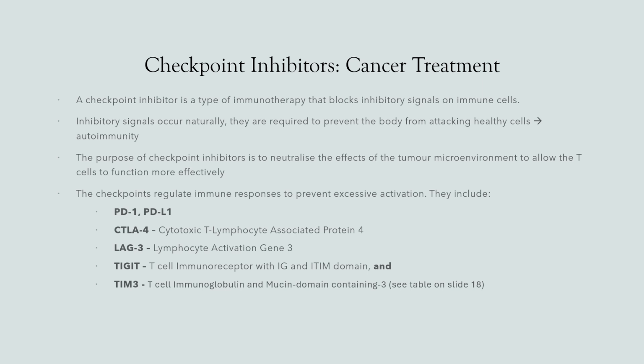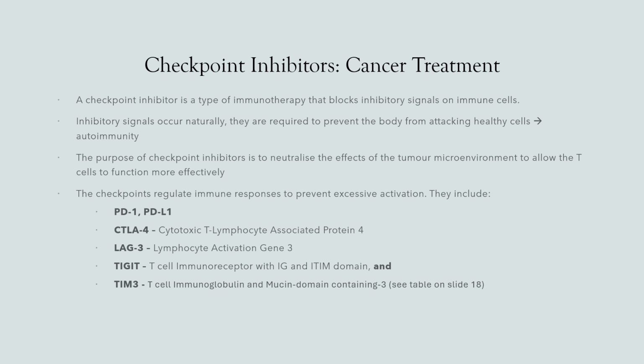Checkpoint inhibitors. A checkpoint inhibitor is a type of immunotherapy, and what it does is it blocks inhibitory signals on immune cells. Inhibitory signals are naturally occurring. They occur because we don't want overactive, overstimulated immune cells that will kill infected and cancerous cells, but may also start to attack healthy cells. So the body has a way of controlling and regulating that, ensuring that overactivity doesn't occur, and we don't get autoimmune diseases.